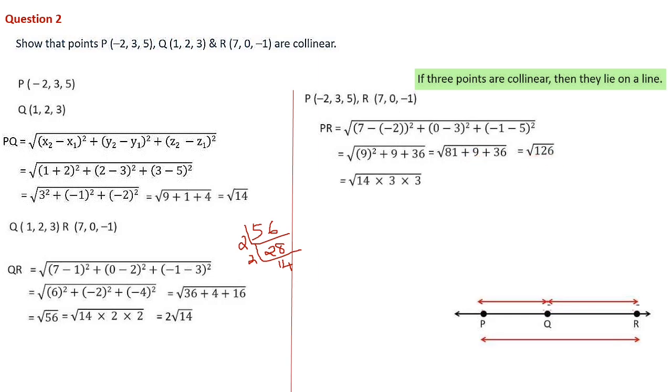So root 126 we can write as root of 14 into 3 into 3. So let's see how it is done. 126, when we divide by 2, we get 63. Then when we divide again by 3, we get 21. Again with 3, we get 7.